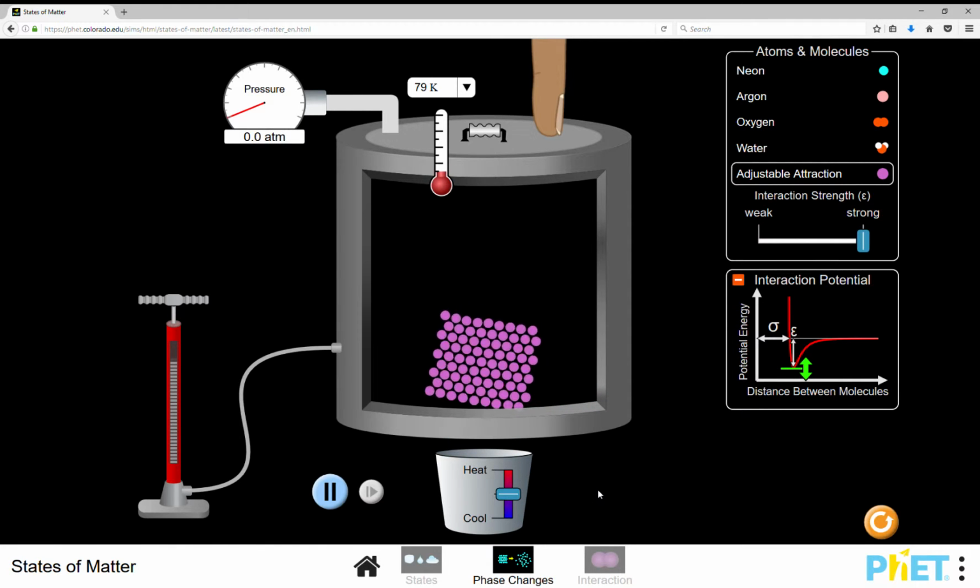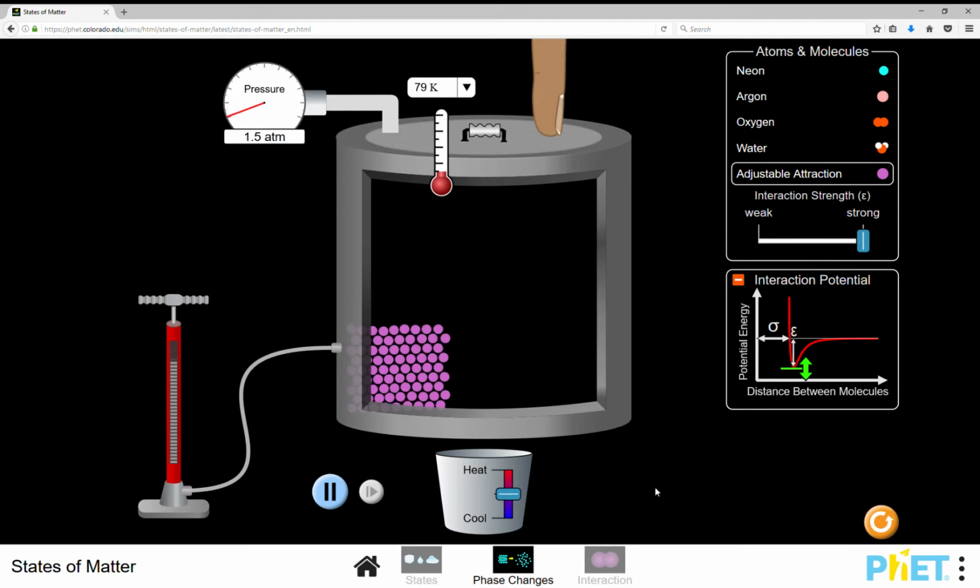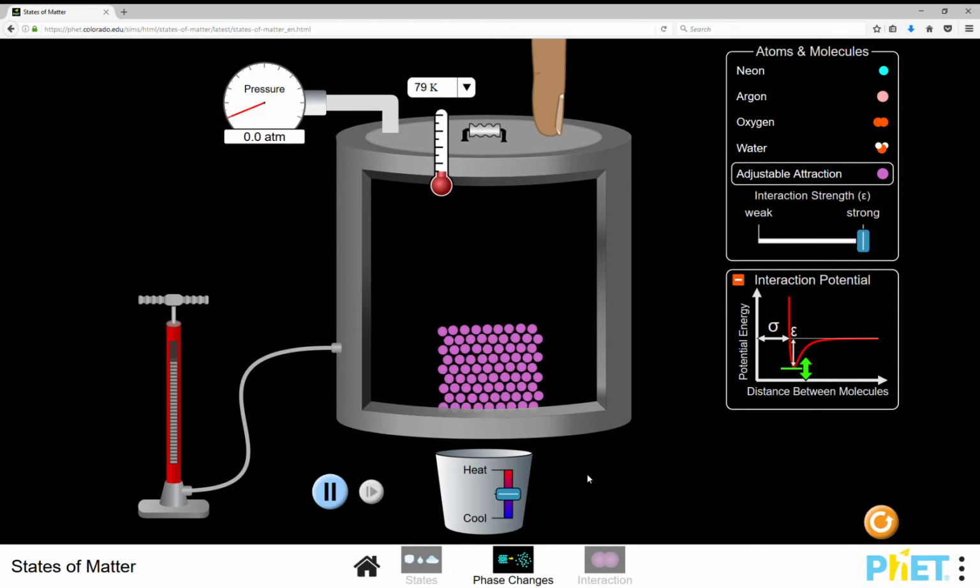They are moving now, so I've increased the thermal energy store, and each particle has now gained some kinetic energy. They're able to vibrate, they're able to move around fixed positions, but they are not yet able to move past each other. So the question is, why is this remaining a solid? The answer is that there are forces of attraction between adjacent particles. That means particles next to one another.